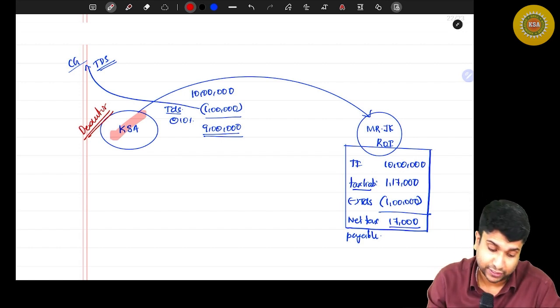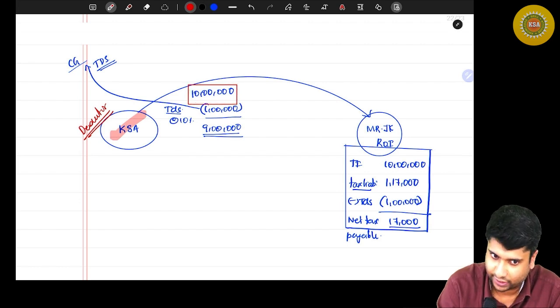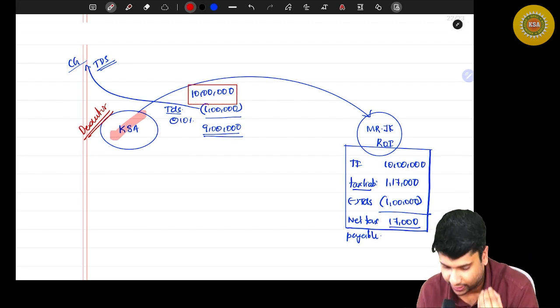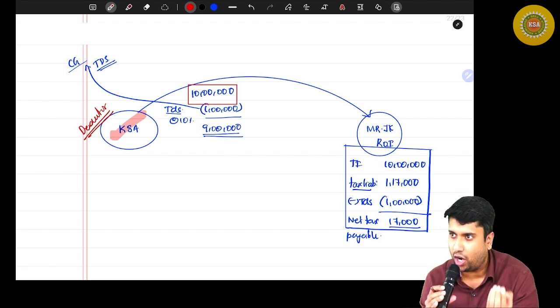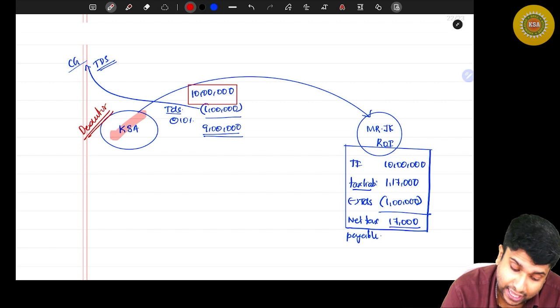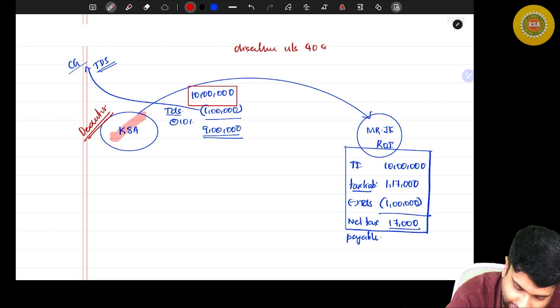Then they say for KS Academy, this 10 lakh is actually an expense. Yes or no? For KS Academy, this 10 lakh is actually an expenditure. If KS Academy is not deducting TDS correctly, then they will have to face a disallowance either under section 40A1 or under section 40A1A. Are you with me?